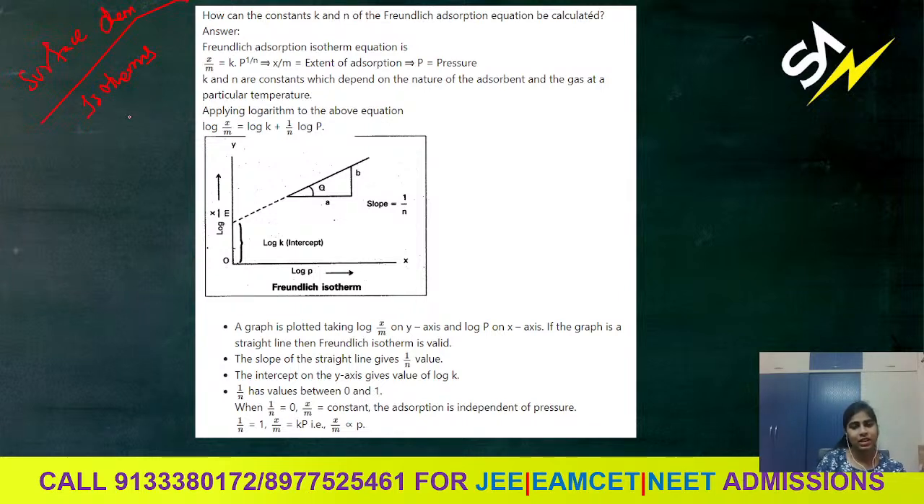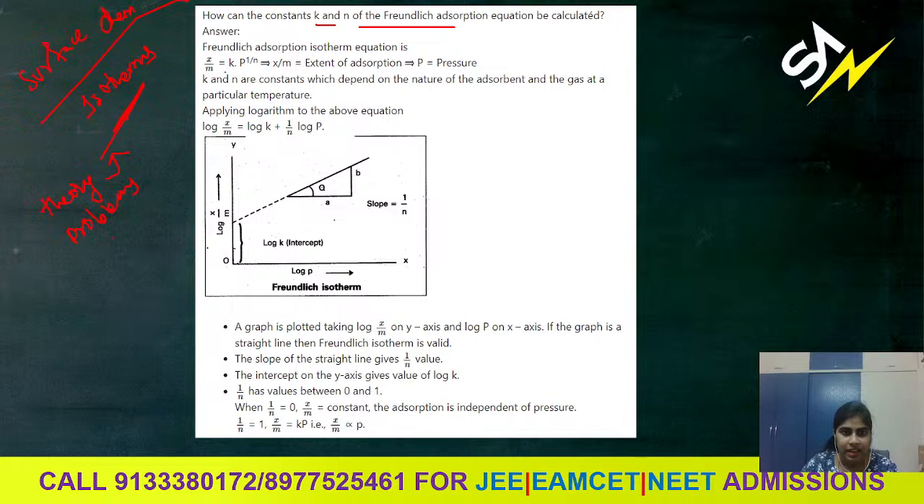So a question may be asked to explain what these isotherms are and the theory based on them, and you can also expect some problems based on these isotherm formulas. So what is this question? How can the constants K and N of the Freundlich adsorption isotherm be calculated? For answering such questions, you need to explain completely what the Freundlich adsorption isotherm is.